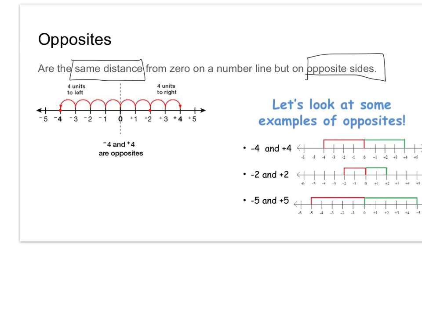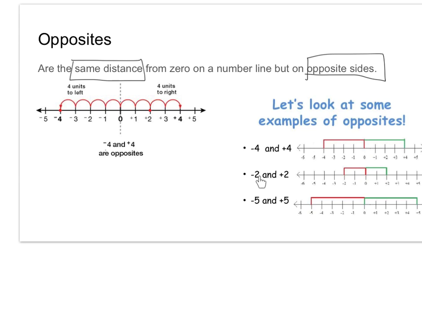So if we look at this first example, we have -4 and +4. Those are opposites. If we look at our number line, one's 4 units to the right, one's 4 units to the left. So they're both 4 units away, and they're on opposite sides of 0. So those are an example of one pair of opposites.